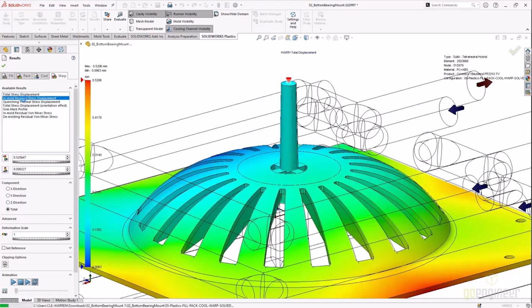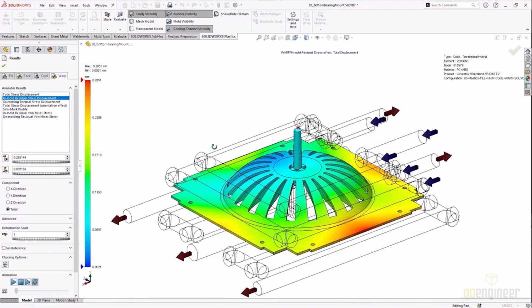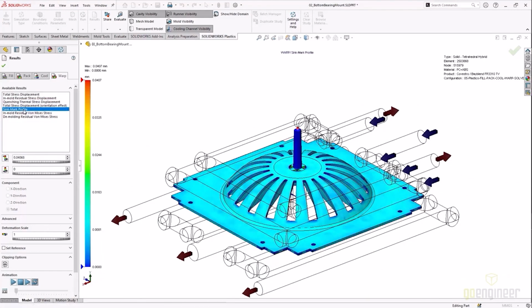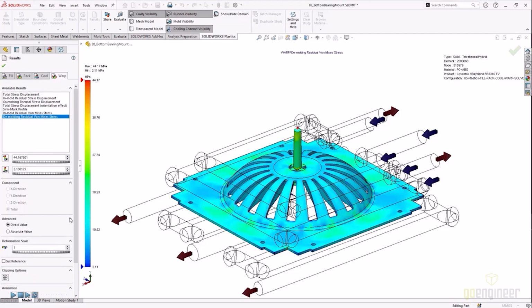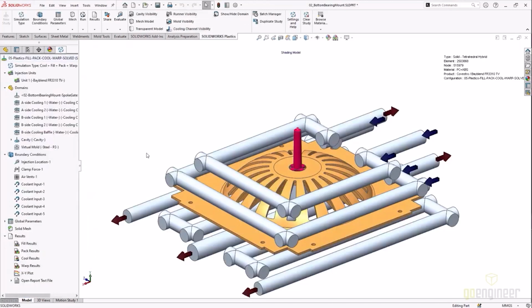So some of the other things that we can do here is we can see the in-molded residual stress, the quenching thermal stress on the part, the total stress displacement, the sink mark profile, and this is an accurate measurable sink mark. And we can look at the in-molded residual stress and then the demolding von Mises stress as well. We can also export this out as a deformed shape, which is actually pretty cool. So we could put this back into the full model in its deformed value. So we can see that here.